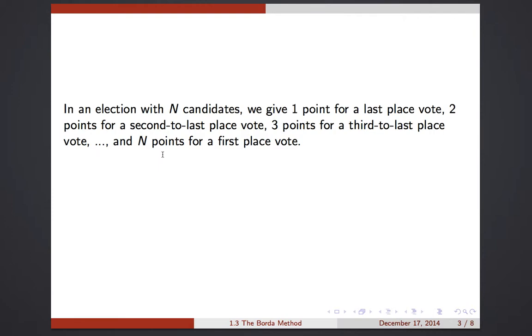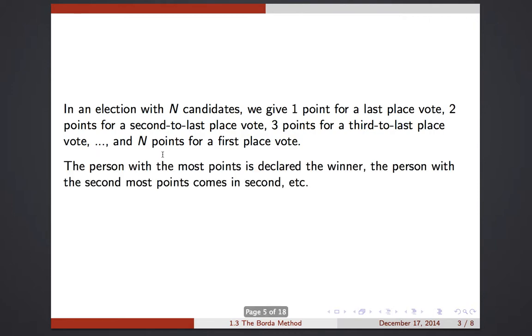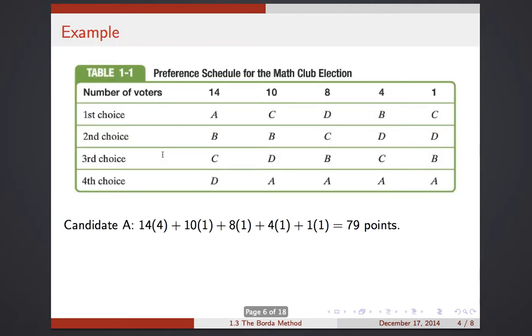We'll just add up all the points they get from all the different votes they got, and the candidate with the most points wins. So the person with the most points is the winner. The person with the second most points comes in second place, etc. Okay, so let's see how this plays out in an example. Here's the example we did last time.